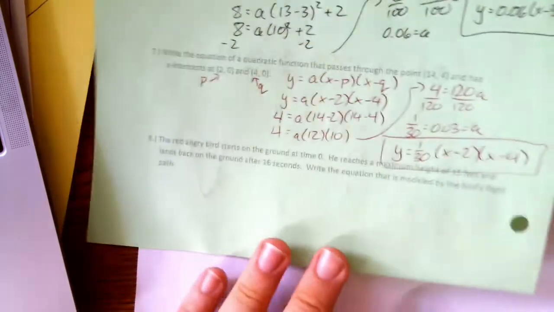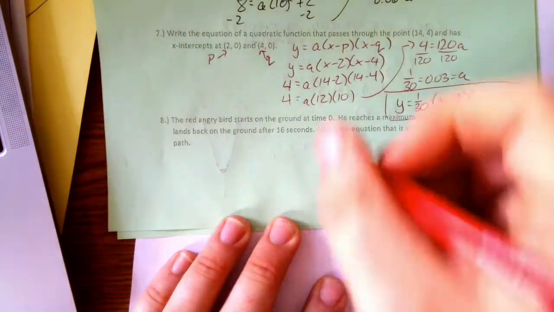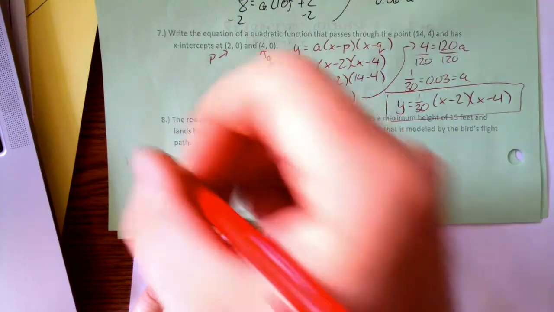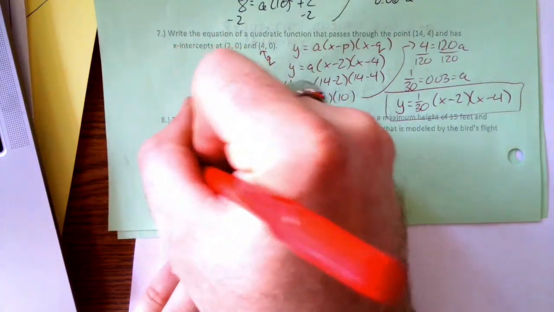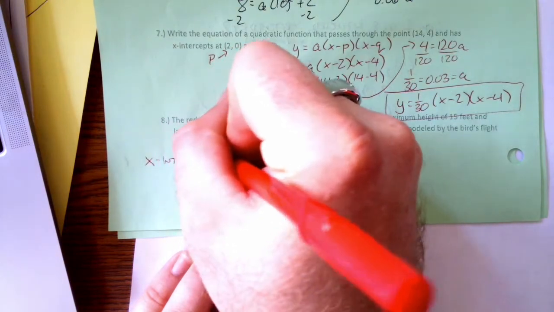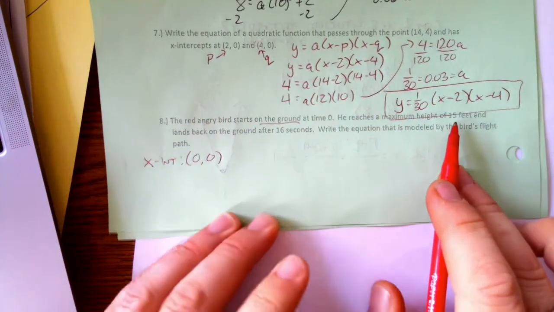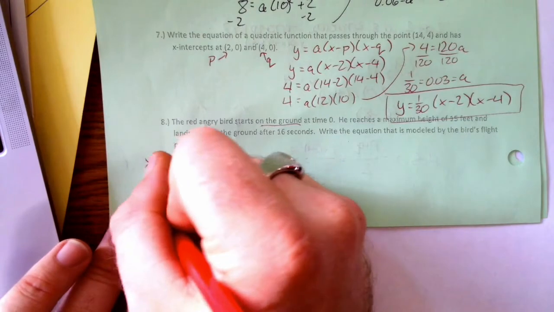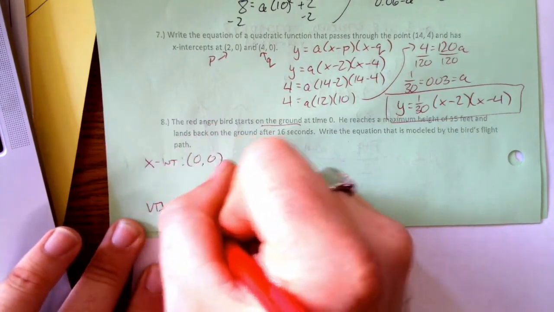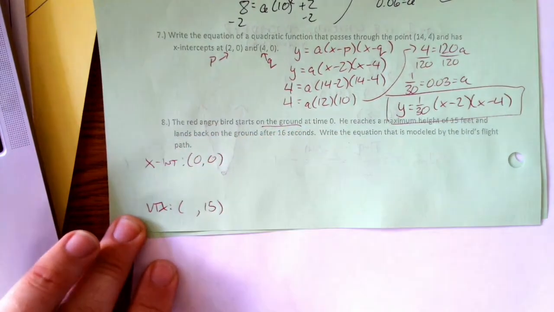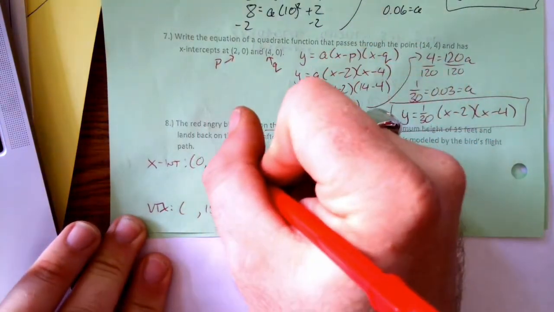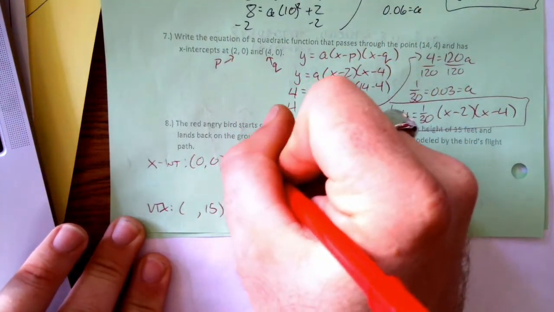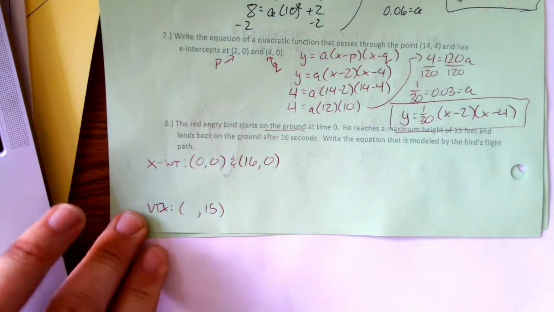Number 8. The red angry bird starts on the ground with a height of 0 at time 0. So we have an x-intercept at 0, 0. Reaches a maximum height of 15 feet, so that means my vertex is going to top out at 15 feet somewhere. And then it lands back on the ground after 16 seconds. So if it's back on the ground at 16 seconds, that's the point 16, 0.